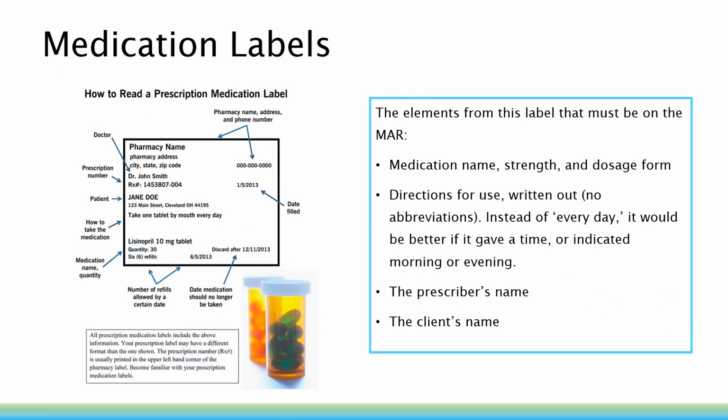Medicine labels. It is important to understand how to read a medicine label. The elements from the label that must be on the MAR: the medicine name, strength, and dosage form. Directions for use, written out, no abbreviations. Instead of every day, it would be better to give a time or indicate morning or evening. The prescriber's name, and the client's name.